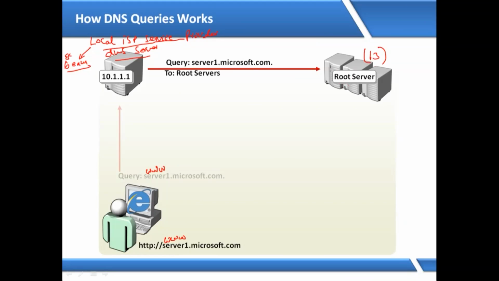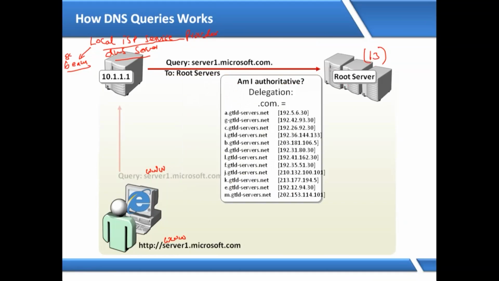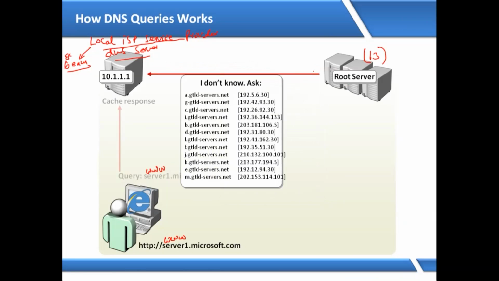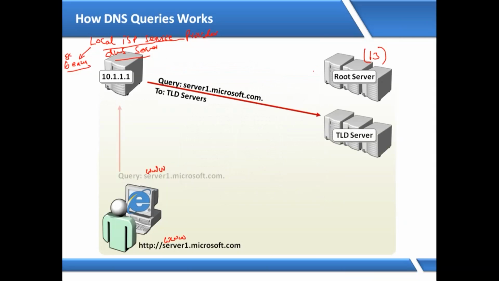Now the root server will not maintain the IP address of the website. It contains the information of the top level domains. So here it will check which top level domain the user is looking for. The top level domains are like .co, .in, .edu, .org. Here the user is looking for the .com top level domain. So the root server will give the IP address of the top level domain to the local ISP DNS server, not to the client. So now the local ISP DNS server gets the IP address of the top level domain.